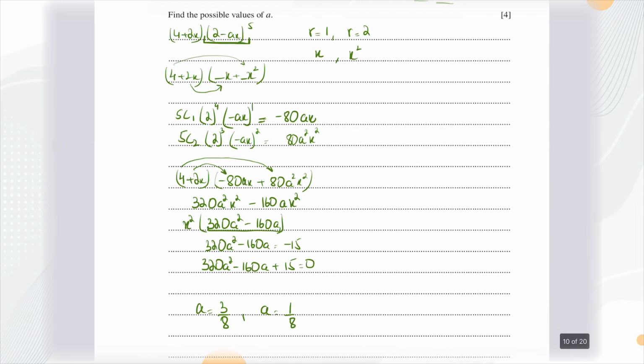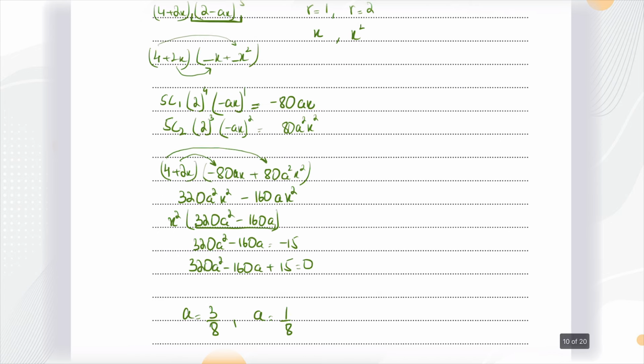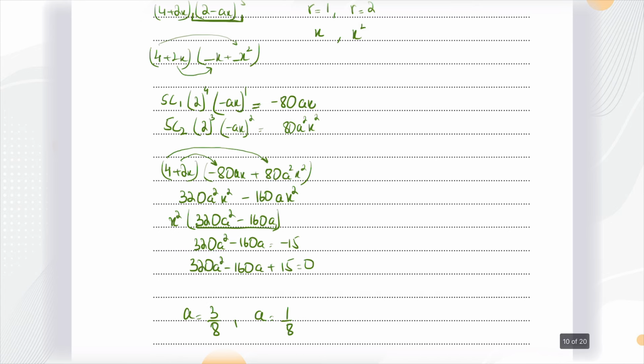If yes, feel free. Why do you take r as 1? Because we want the coefficient of x and we want the coefficient of x square. And why do we want the coefficient of x and x square? Because whatever this expansion is, it needs to be multiplied by 4 plus 2x first before we give the coefficient of x square. So 4, if you multiply it by the coefficient of x square, gives you the term with x square, like we did over here. 4 got multiplied by 80a square x square.